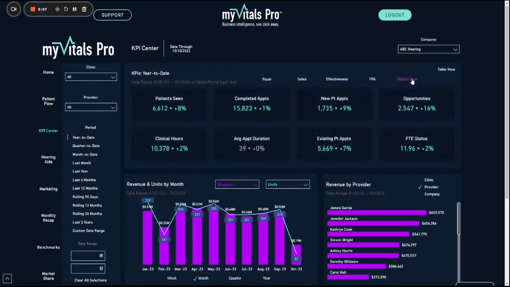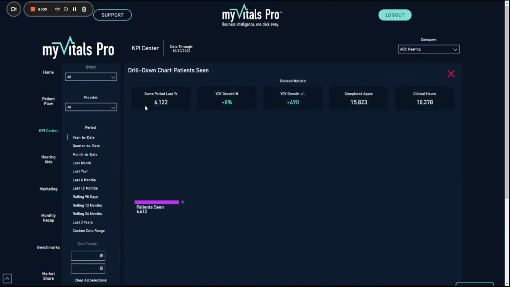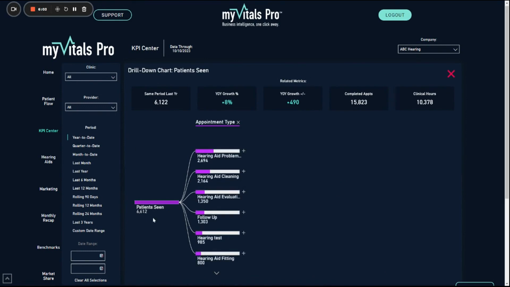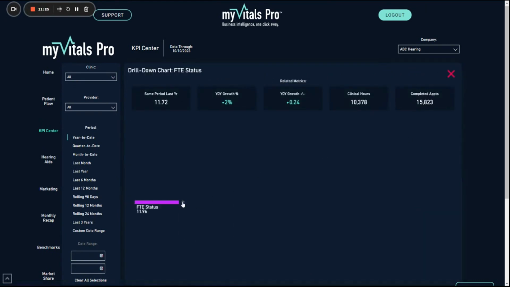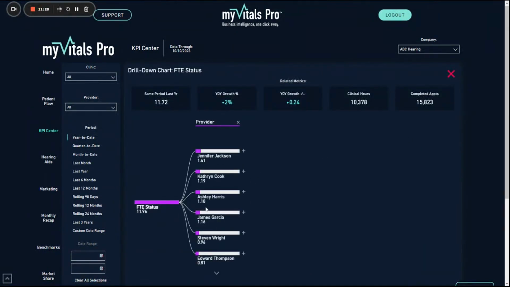Finally, we have the patient flow section where we monitor patient activity levels, such as seeing what types of appointments they came in for. This is also the section where you can see where your providers are spending most of their time. An interesting metric to look at here would be the FTE status. This stands for full-time equivalency status and is a calculation that measures the number of equivalent full-time providers based on patient hours. An FTE status of 1 represents 22 hours of patient care per week, which is what an average provider does. This lets you see which of your providers are working more than an average full-time provider and which of your providers are not.